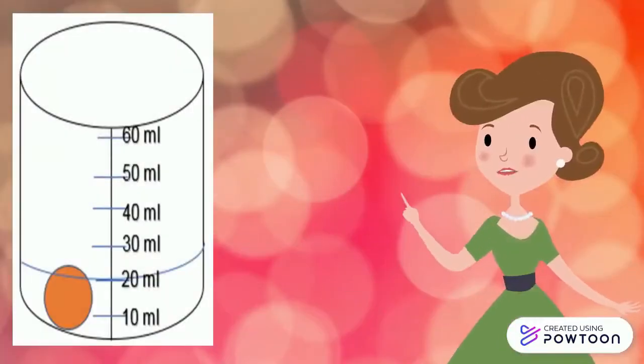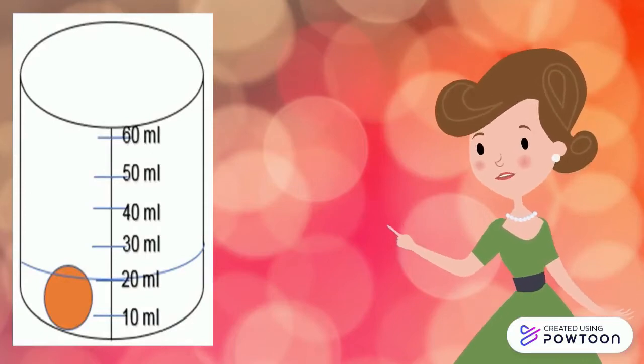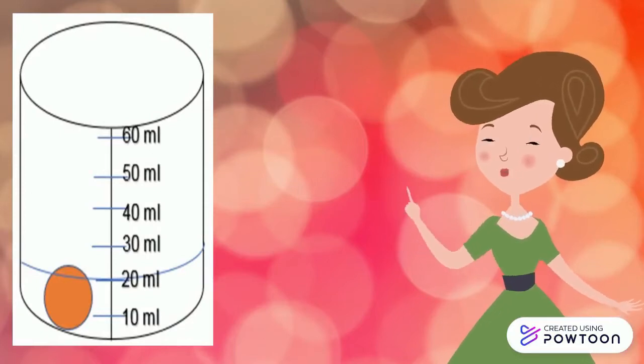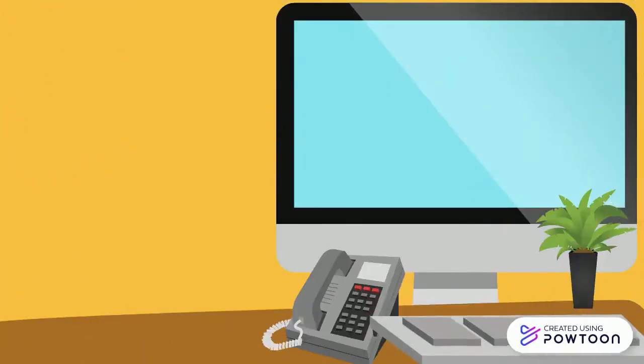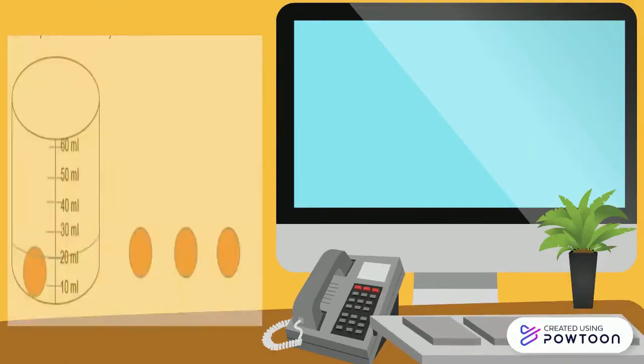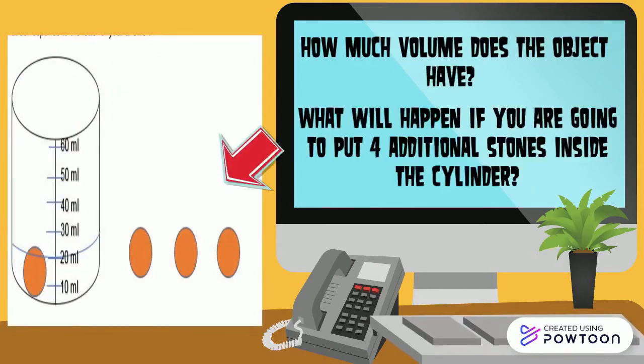Now who can give me correct prediction? Based on the result, what happens to the water inside the cylinder? Alright, the water level inside the cylinder increases. Alright guys, now let's try to solve the problem by predicting how much volume does the object have. What will happen if you're going to put 4 additional stones inside the cylinder?